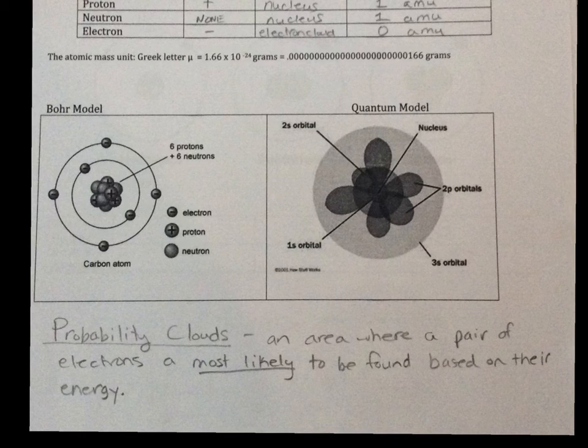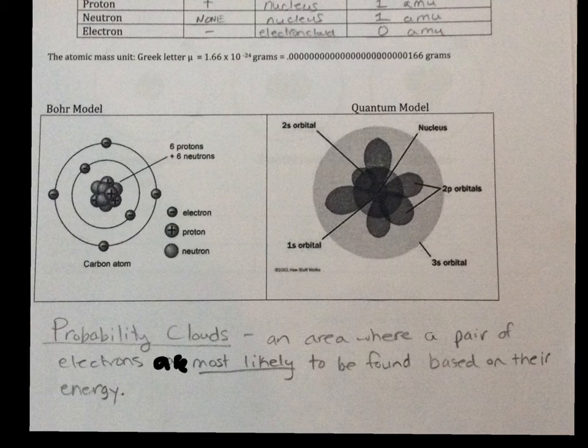Probability clouds are areas where a pair of electrons, that should say are most likely to be found based on their energy. So probability clouds are areas where a pair of electrons are most likely to be found based on their energy. Can it be called a typo if you handwrote something? Sorry about that. This is why you should revise and edit your work, children. Okay, so electrons are most likely to be found based on their energy.